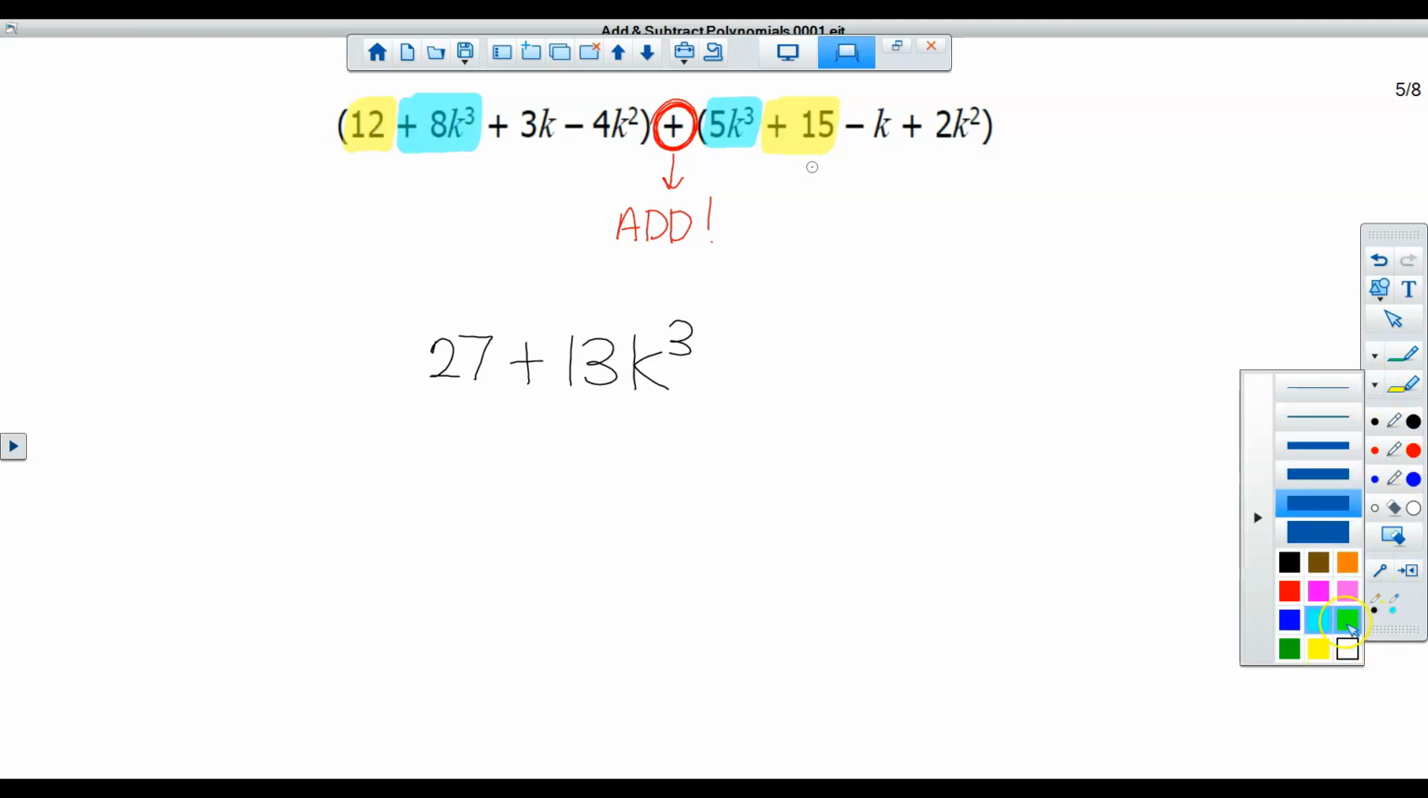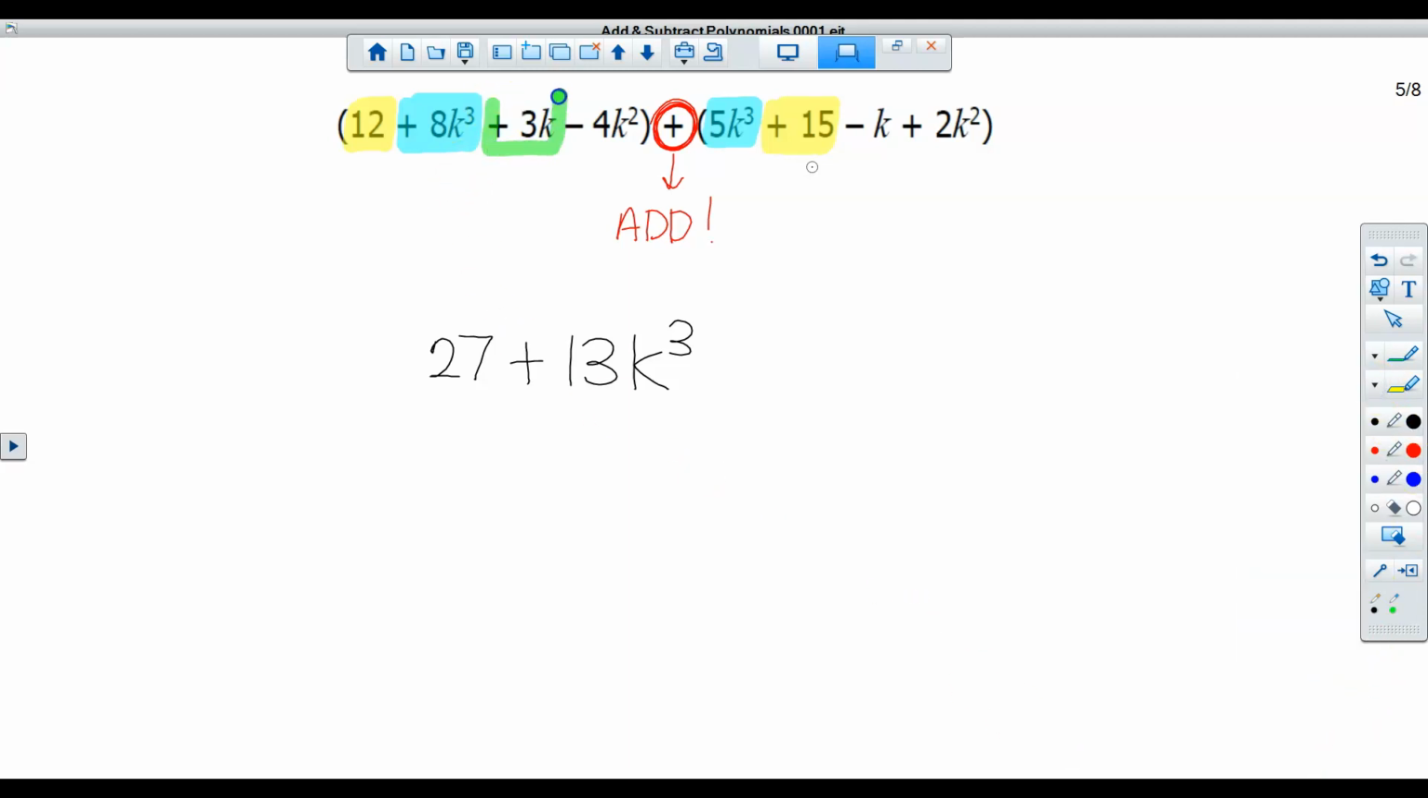Okay, moving on. Not done yet. Next up, we have a positive 3k. It ends with k. When I look over here, minus k is the one that's going to match up with it. And I know when I see that minus k, that means minus 1k. So again here, I'm going to add those two like terms together. So positive 3 plus negative 1. Positive 3 plus negative 1 is a positive 2. And because both of those terms ended with k, that 2 has to end with a k. It's got to have the same ending.